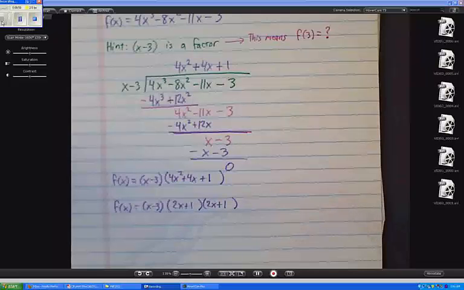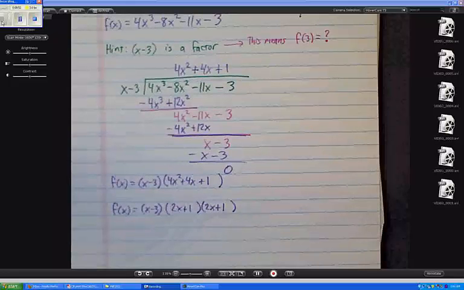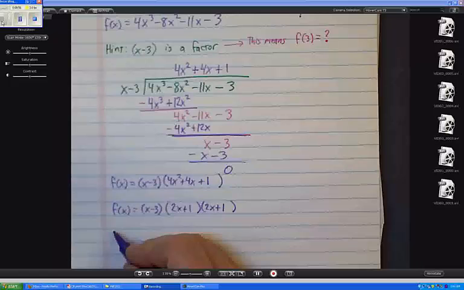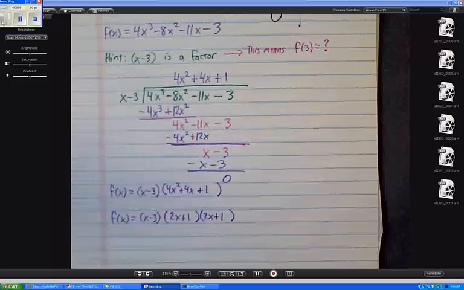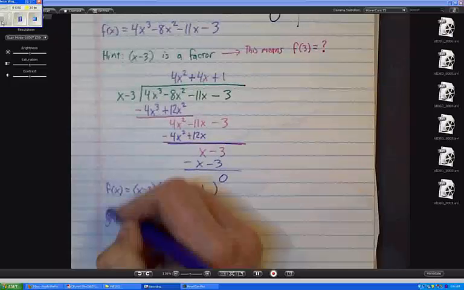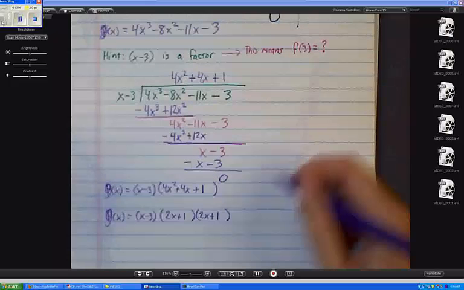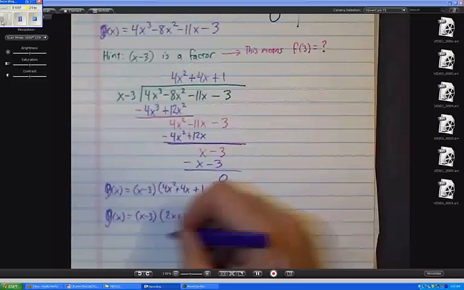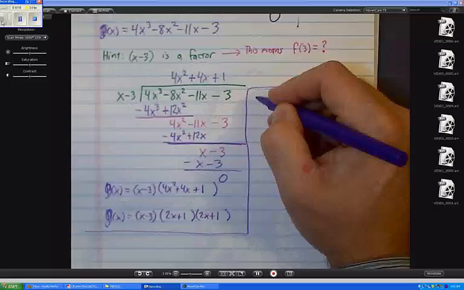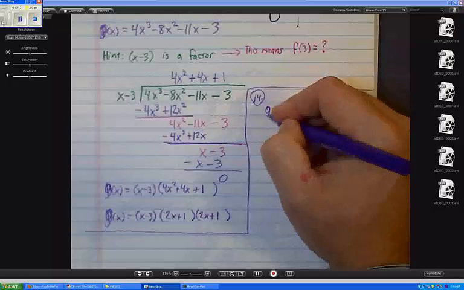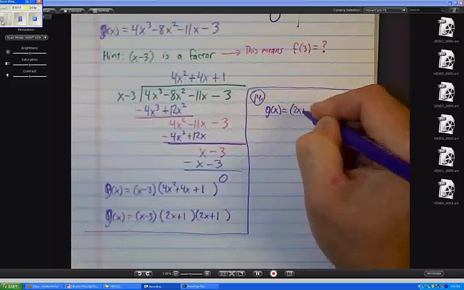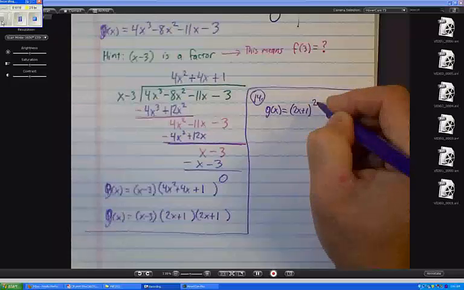So actually, there's a nicer way to write this one. We'll write it now the way that it's written in your book when they give it to you. Oh, by the way, this is called G, not F. I forgot about that. But when your book does this problem, let me show you what they do. They write in number 14, g of x equals (2x plus 1) quantity squared times (x minus 3).